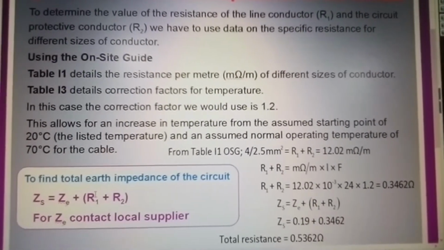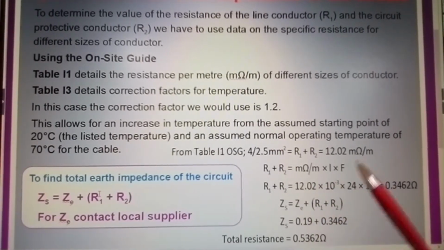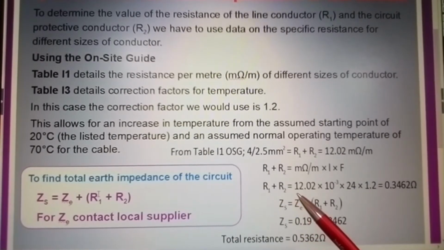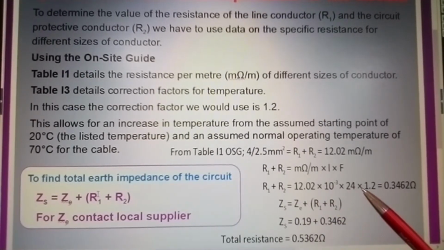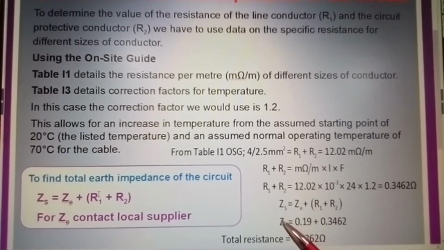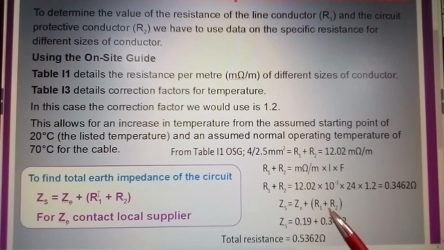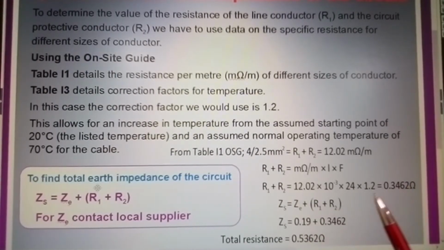Okay, let's go back. So here now we have R1 R2 equals R1 R2 per meter times length times I times F. R1 R2 equals 12.02 times 10 to the minus 3 times 24 times 1.2 equals 0.3462 ohms. ZS equals ZE plus R1 R2. So we know ZS, we know what ZE is, we've been given it, 0.19. We know what R1 R2 is, 0.3462. Total resistance for ZS is 0.5362 ohms.